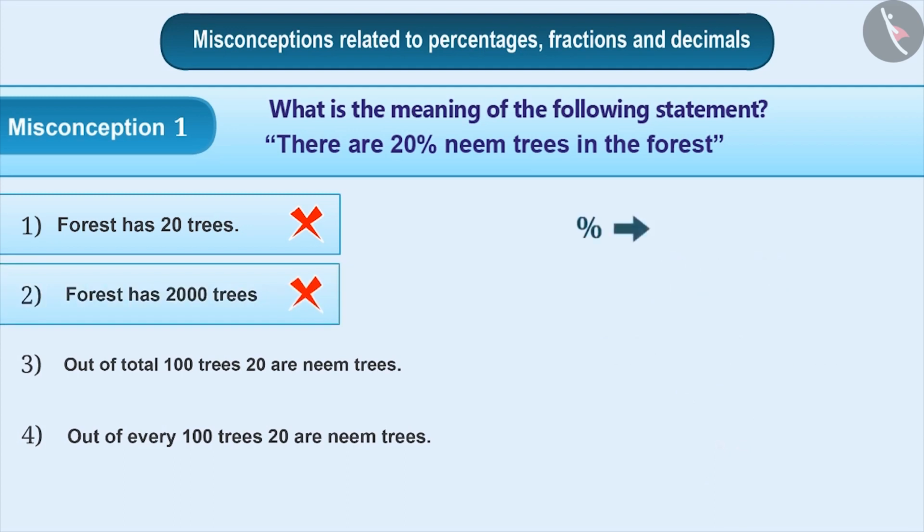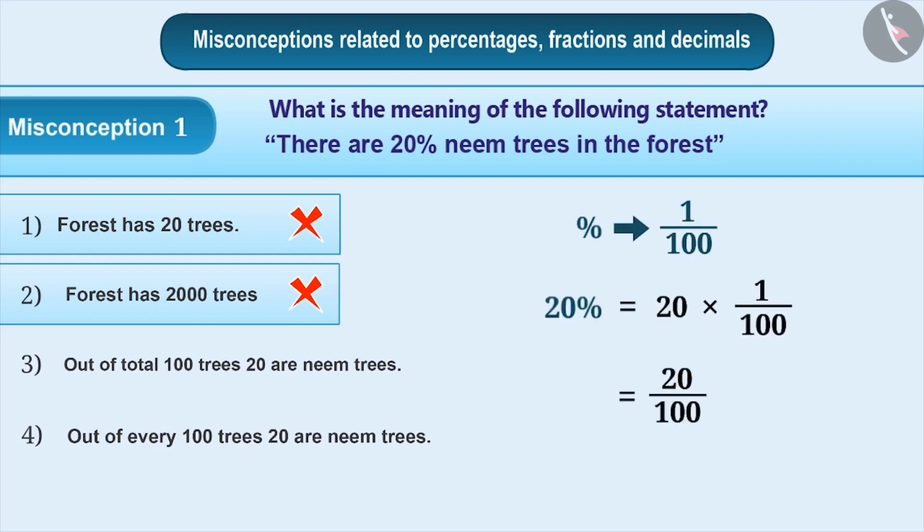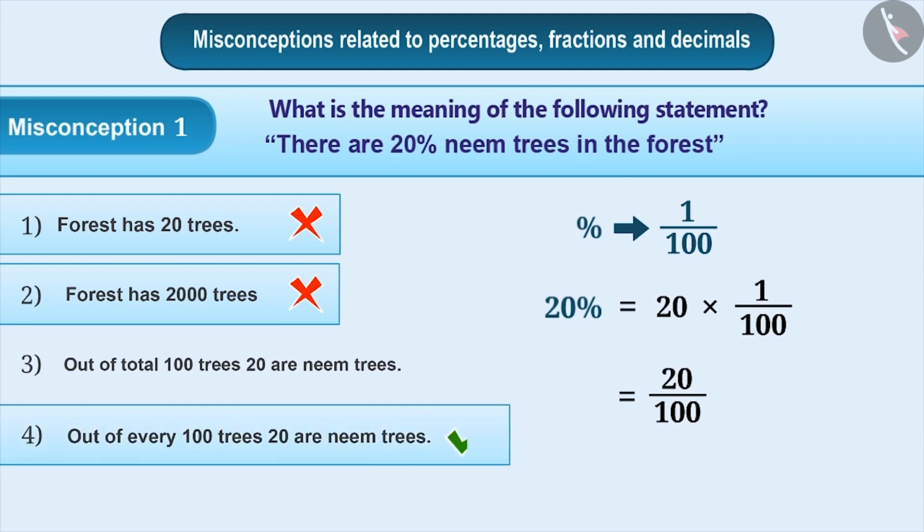Since the meaning of percent sign is 1 by 100, therefore 20% is equal to 20 into 1 by 100, which is equal to 20 by 100. That means in the forest, out of the total number of trees, 20 by 100 part is of neem trees. That means out of every 100 trees, 20 are neem trees. With this understanding, the correct answer is given as option 4.